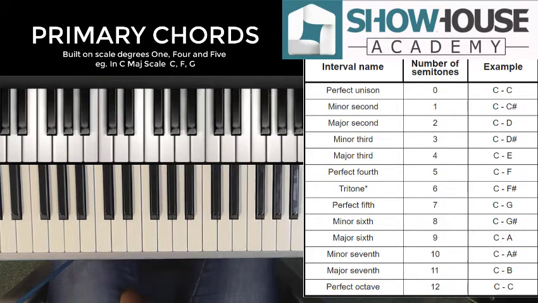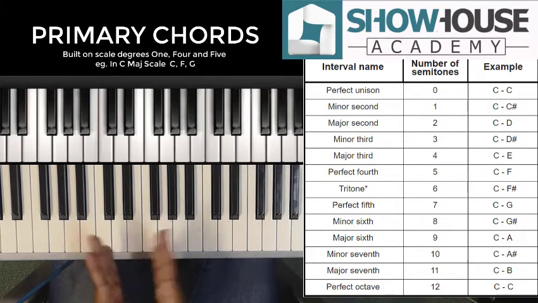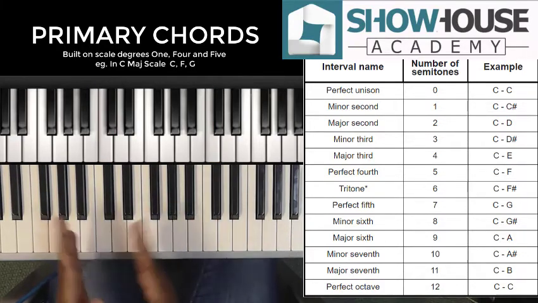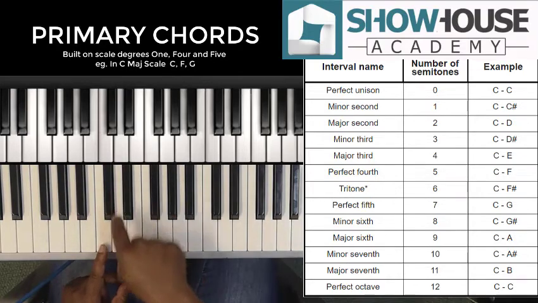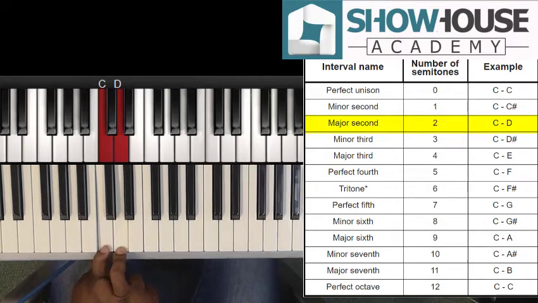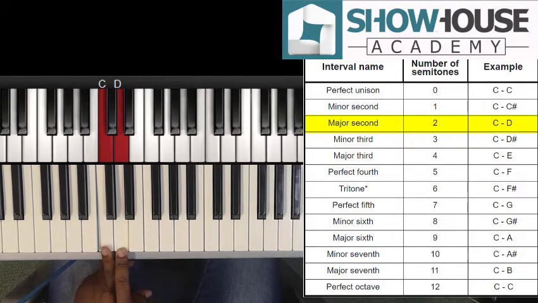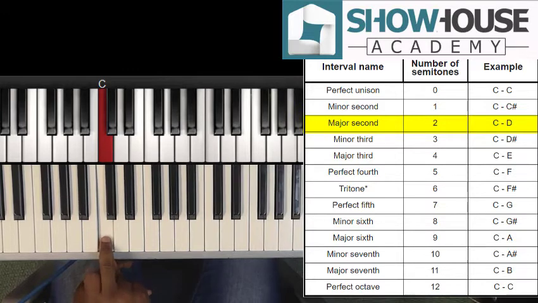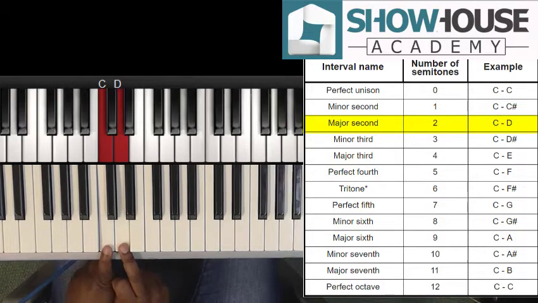Now we have other intervals that happen in between. For instance, this one is called a major second. A major second has 2 semitones: 1, 2.